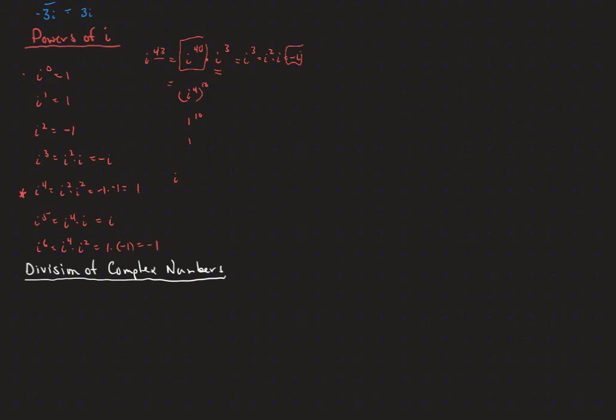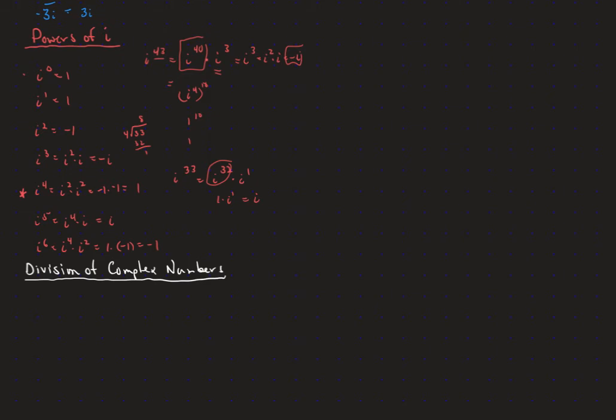If we have i to the, say, 33rd power, what we're going to do is divide 33 by 4. And so we can say 8 times 4 is 32. The remainder is 1. So this is going to be i to the 32nd, that's our 4 times 8, times i to the remainder. i to any power of 4 is 1. And so our answer then simplifies to be just i. i to the 33rd is i.